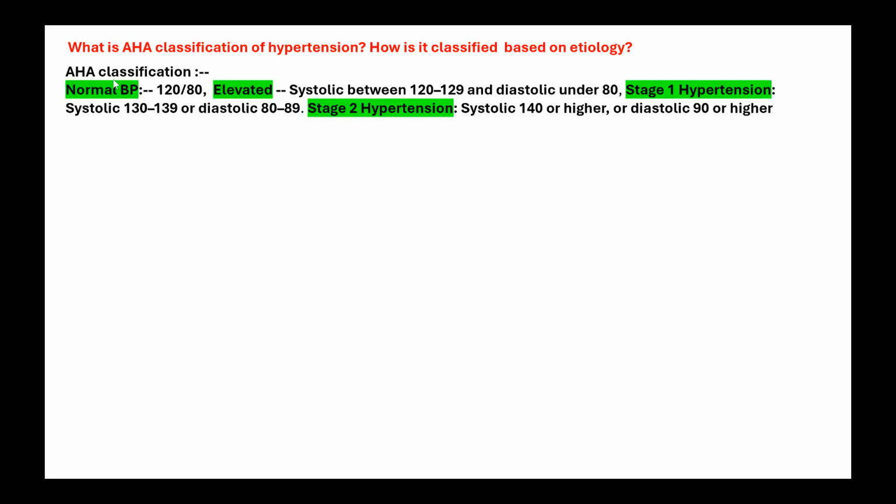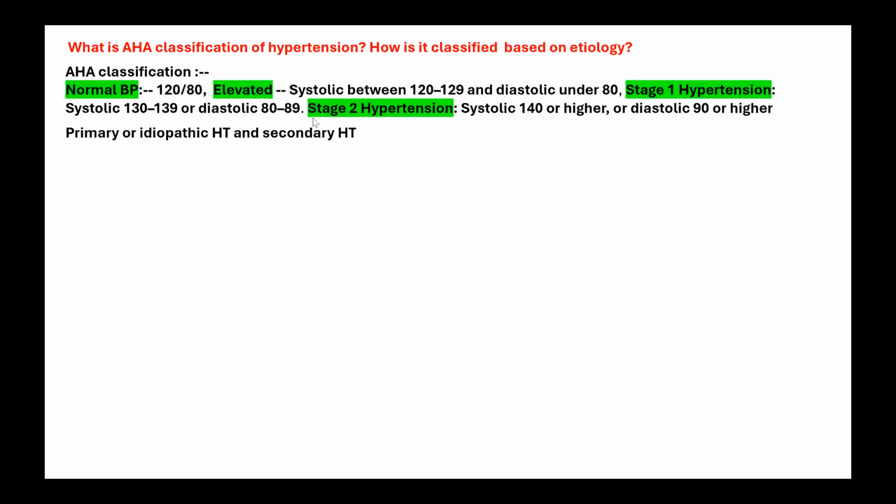But based on the etiology, how can you classify hypertension? Primary and secondary hypertension. Fantastic. So AHA classification: normal 120/80; elevated systolic between 120-129, diastolic under 80; Stage 1, systolic 130-139, diastolic 80-89; Stage 2, systolic more than 140, diastolic more than 90. And based on etiology, it is primary or idiopathic and secondary hypertension.